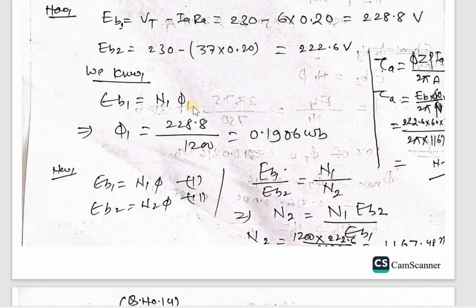And we know Eb is proportional to N phi, so phi1 equal to 228.8 upon 1200, that is 0.1906 weber. Eb1 equal to N1 phi, Eb2 equal to N2 phi, so Eb1 upon Eb2 equal to N1 phi1 upon N2 phi, then we can get the value of N2, and the value of N2 is 1167.48 RPM.